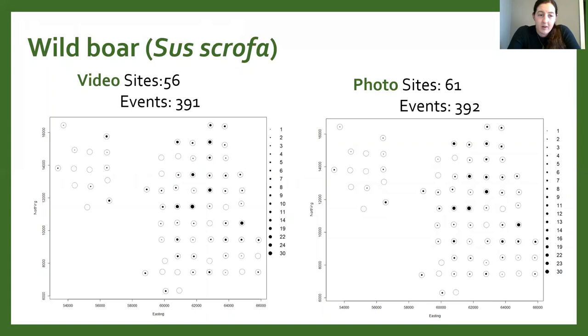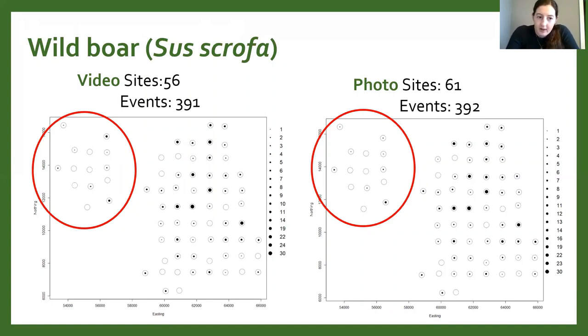So going back to some of the species we identified as species of interest for that area. If we look at wild boar, we have a very similar number of events, the number of occasions on which wild boar were detected, from both the video survey and the photo survey. They were detected at slightly more sites, 61 sites from the photo survey compared to 56 for the video survey. And we can also see that wild boar are present and pretty well distributed throughout the whole of the Forest of Dean. So where are the wild boar? They're everywhere.